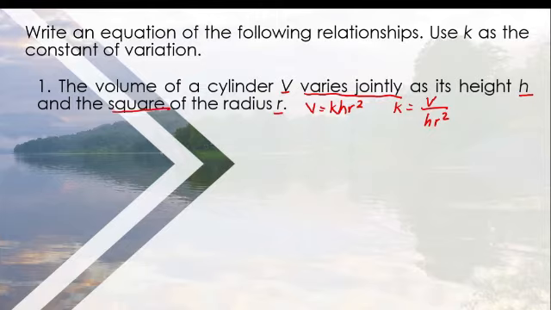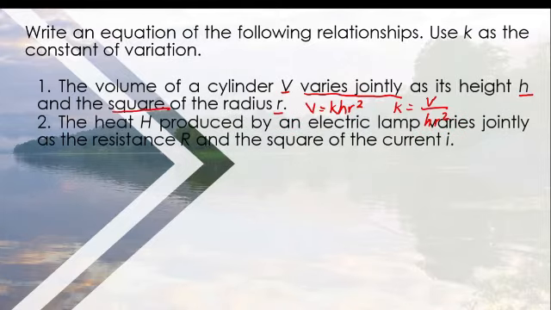So that's how we write this statement into an equation. Next. The heat H produced by an electric lamp varies jointly as the resistance R and the square of the current I. So again, this is a joint variation.